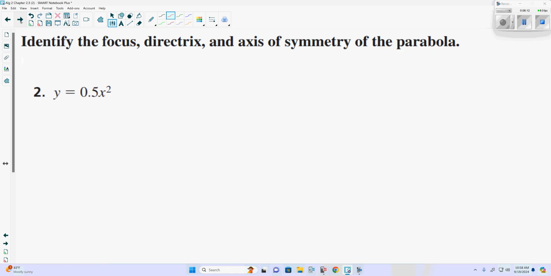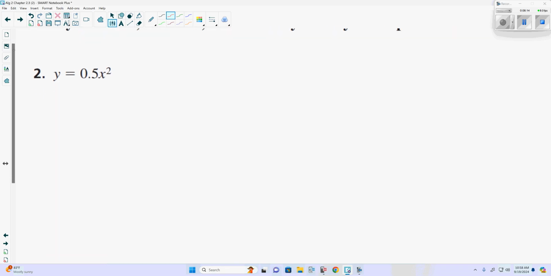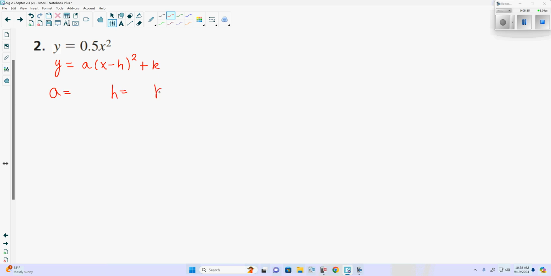All right, let's look at the next one. Identify the focus, directrix, and axis of symmetry. Well, y equals 0.5x squared. If we stay with the general form that we used yesterday, and we've been using all week, this here would be y equals a times x minus h squared plus k. All right, guys. A, h, k.